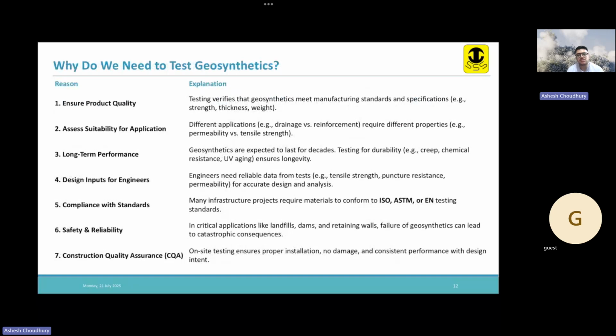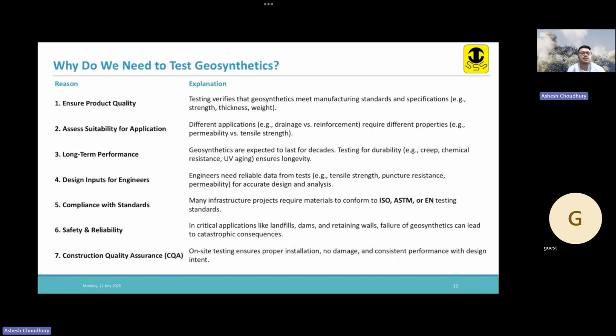So you need to assess the suitability of a particular geosynthetic for the application. Then there is long-term performance. Geosynthetics are expected to last for decades, so you need to test for durability. First, to ensure that the basic product quality is fine: strength, thickness, and weight. These are basic physical properties that you have to check. Then you need to assess the functional property. If you are using it for drainage, then you have to test the drainage properties, that is permeability. And if you are using the geosynthetic for reinforcement purposes, you need to check the tensile strength.